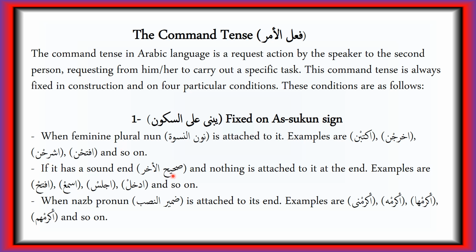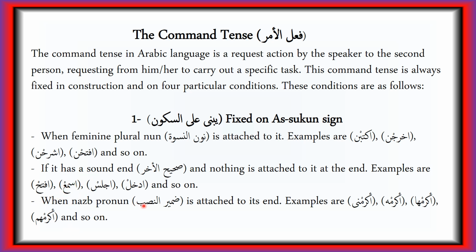If it has a sound end, sahih al-akhir, nothing is attached to it at the end. Examples are iftah, isma, ijlis, udkhul, and so on. See that all of these verbs have nothing attached to the end. For example, iftah has nothing attached to the end, isma has nothing attached to the end, and so on. So they all take a sukun.